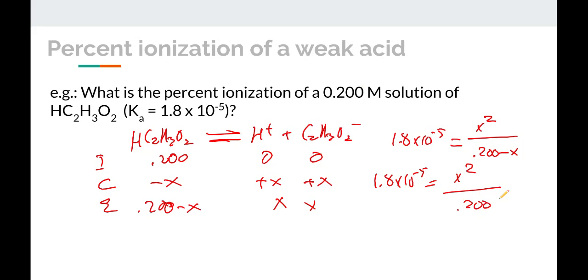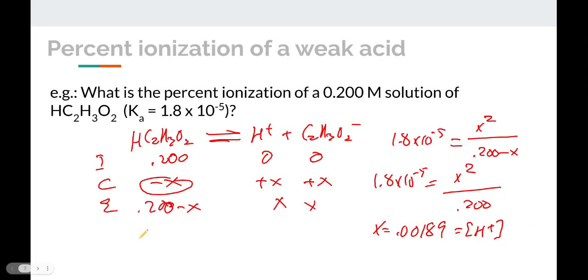To make my math simpler, you don't have to, you can solve the quadratic if you feel like it. And x ends up being 0.00189. That is, among other things, the concentration of H+, but another thing that it means is how much acetic acid ionized.